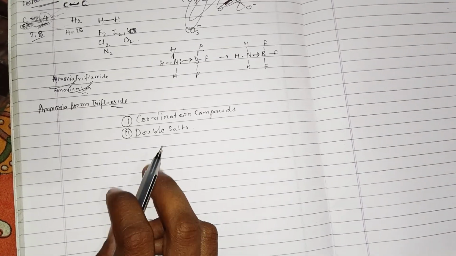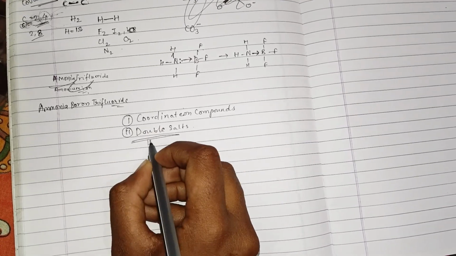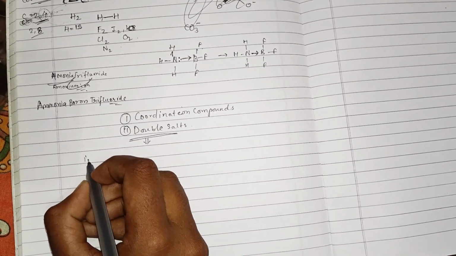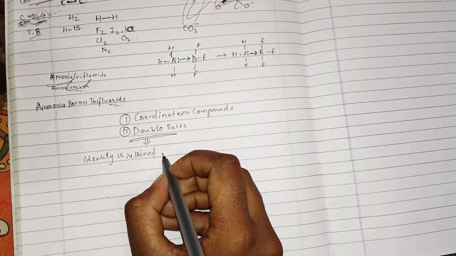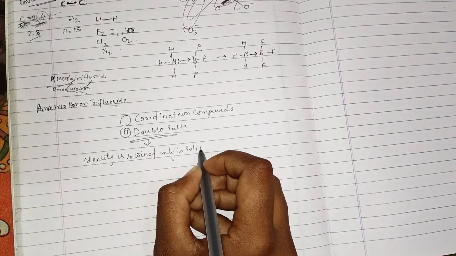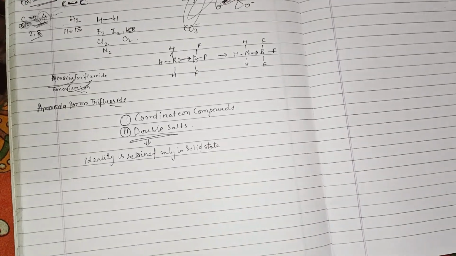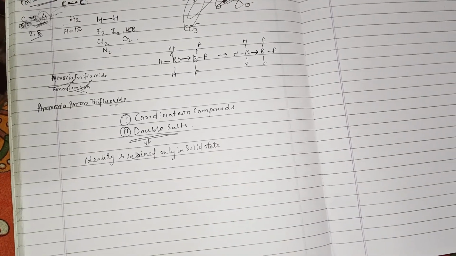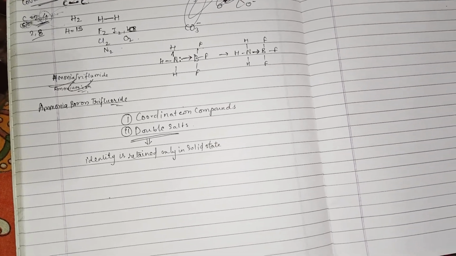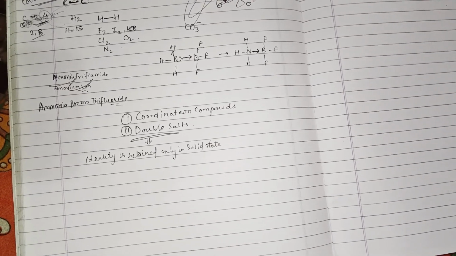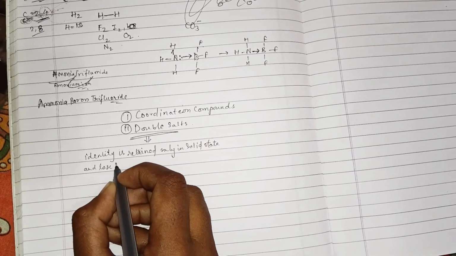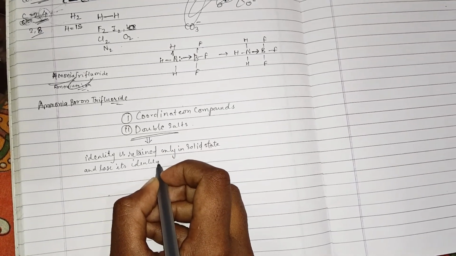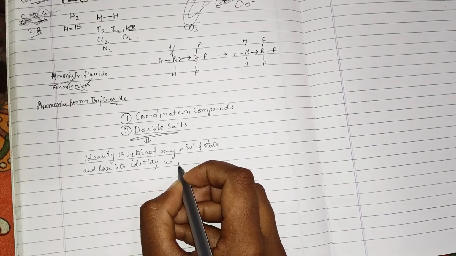the difference is that a double salt has its identity only in the solid state, and as soon as it is poured into water, it loses its identity. That is, double salts get dissociated into their ions and lose their identity in the aqueous state.